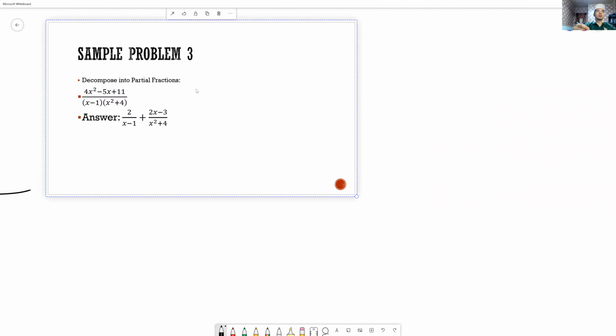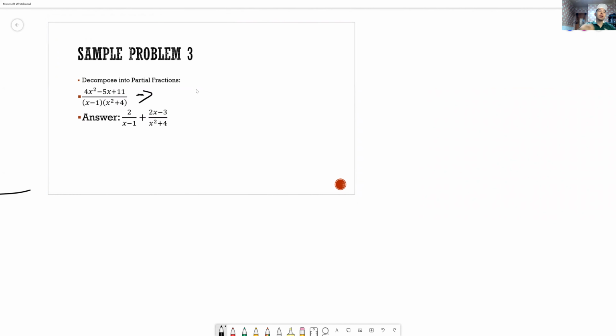Okay. So let's try to write first the decomposition equation. So the equation would be, okay, so we have here one linear. So for linear, that would be a over the linear factor x minus 1. And since this is a quadratic that is irreducible, therefore that would be plus bx plus c over the quadratic factor, which is x squared plus 4.